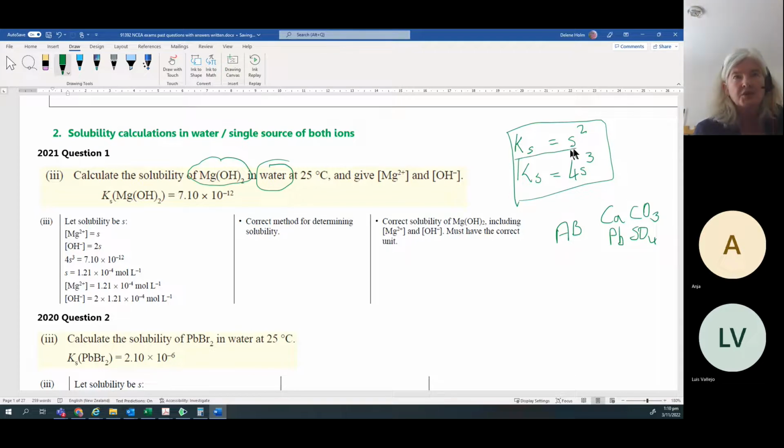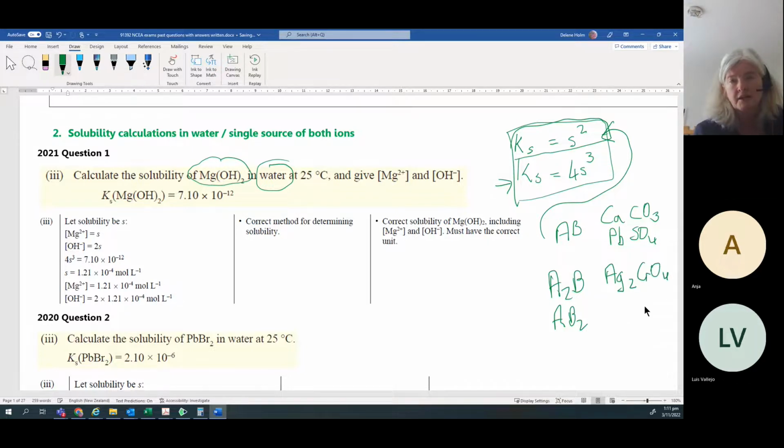So that's when you use this particular equation. If, however, you've got what we call an A2B salt or an AB2 salt, then we use this equation. Examples here are, for instance, silver chromate. You know it's an A2B simply because you've got a metal, and it doesn't matter if that's another metal. That means if you've got a metal there, this is the cation and this is the anion.